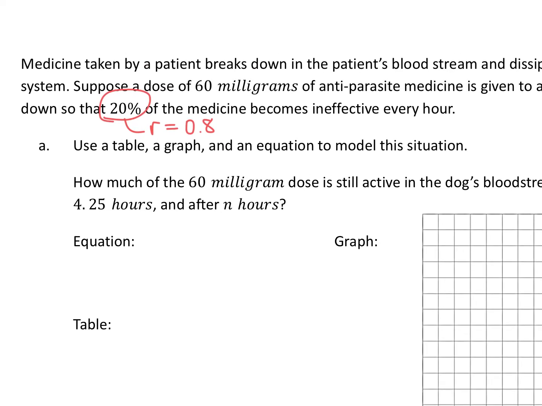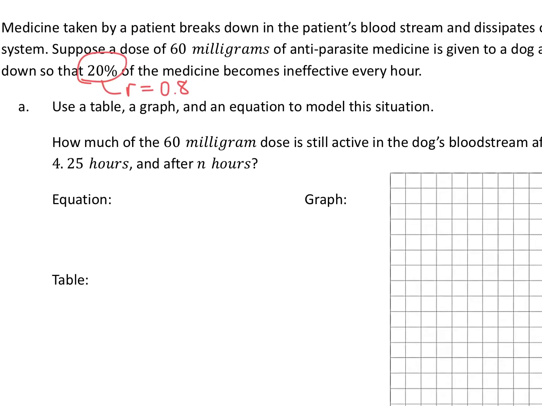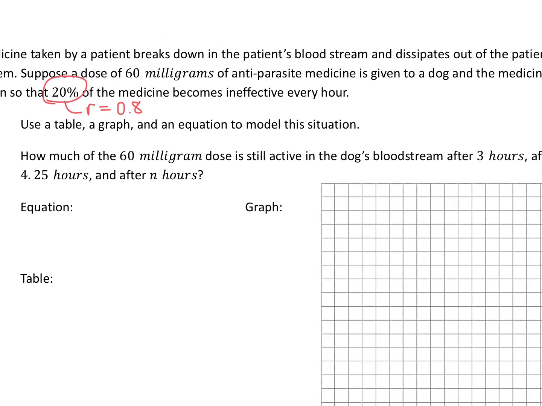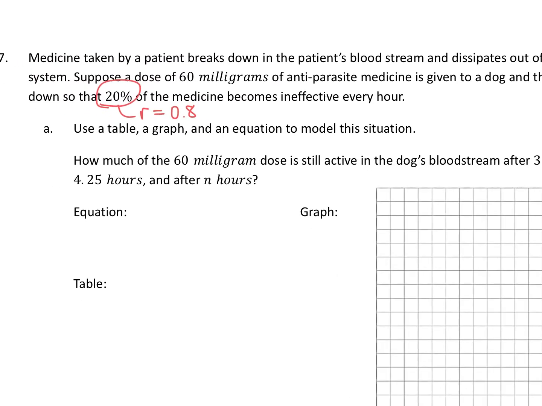Okay, how much of the 60 milligram dose is still active in the dog's bloodstream after 3 hours and 4.25 hours and so forth? So let's write our equation and then we can go back and do those predictions. It starts at time 0 with 60 milligrams. We're keeping 80% every hour, and this is exponential, right? So our variable is in the exponent.